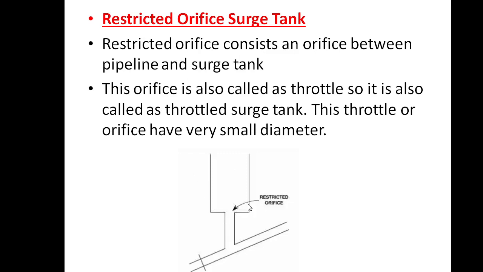Next is restricted orifice surge tank. This is the figure of a restricted orifice surge tank, and it consists of an orifice between the pipeline and surge tank, and this orifice is also called a throttle. So it is also called a throttled surge tank. This throttle or orifice may have a very small diameter.